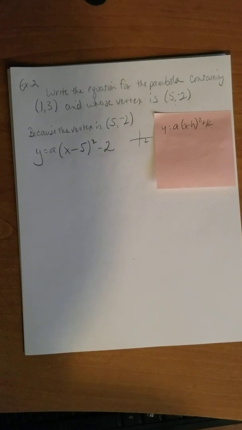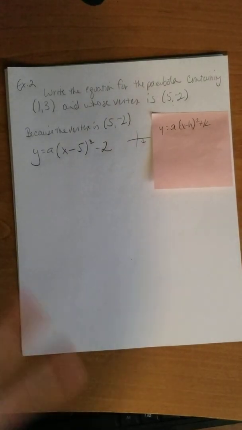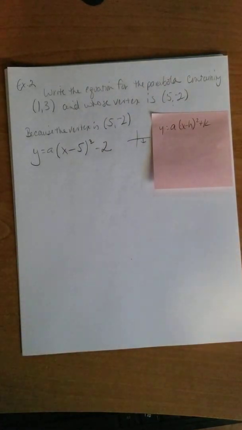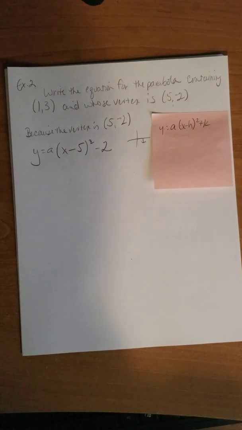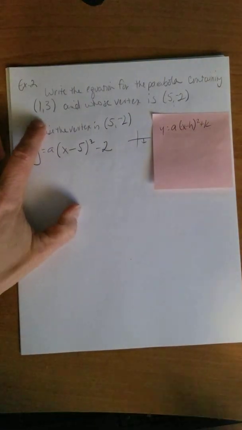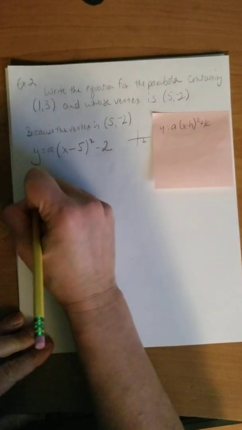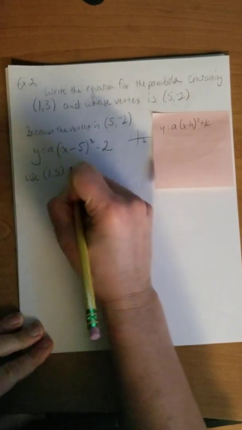I'm really big on checking answers. All right, now I have 3 variables. So I went from having 5 variables to 3. I'm feeling good about it. Now, it's containing the point 1, 3. Now, 1, 3, isn't there an x and a y in there? So we're going to use the point 1, 3 to find a.